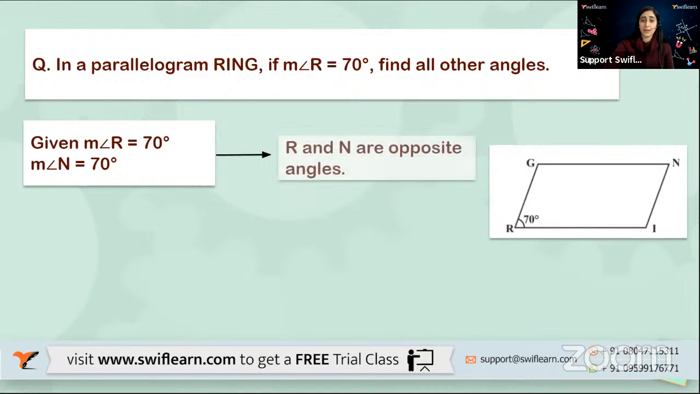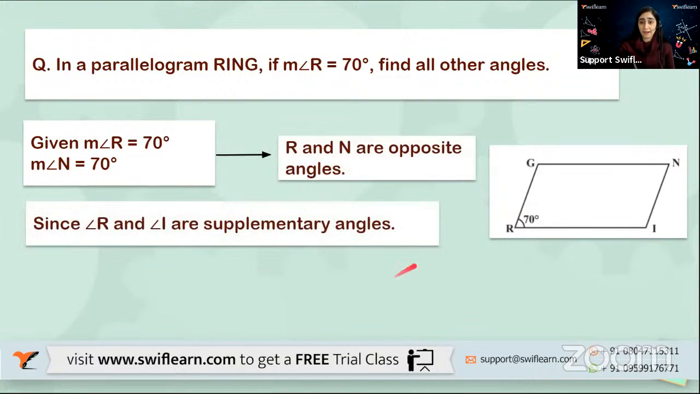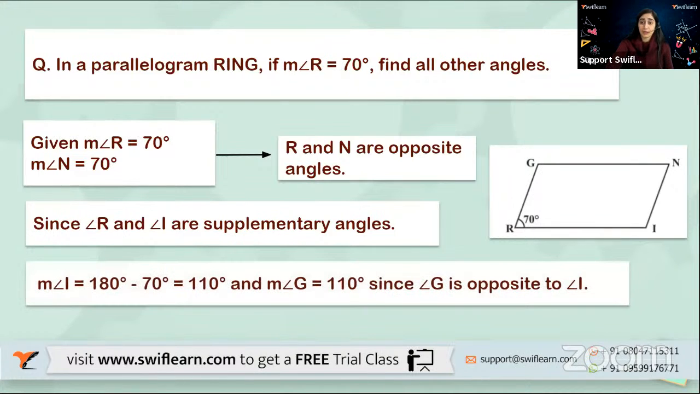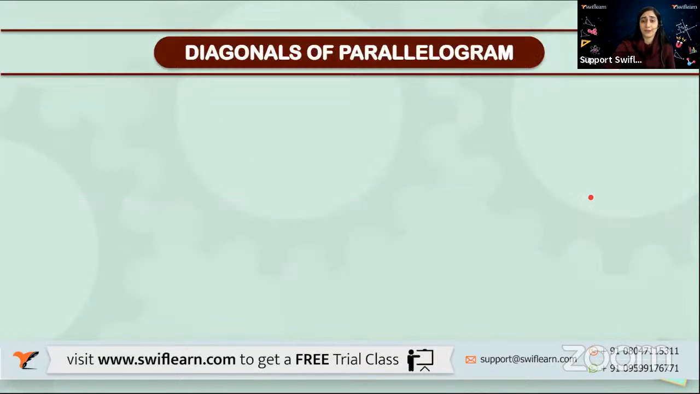Moving on to the next one, angle R and angle I, or you can say angle R and angle G are supplementary. When two angles are supplementary, their sum is equal to 180 degrees. Okay, Mohit, let's say 110. 180 degrees minus 70 degrees comes out to be 110. Well done, Mohit. And angle G is opposite to angle I, and angle I will also be equal to 110. So now I got this 110. Now I is opposite, so I know it will also be 110. Pretty easy, right? Okay, great.